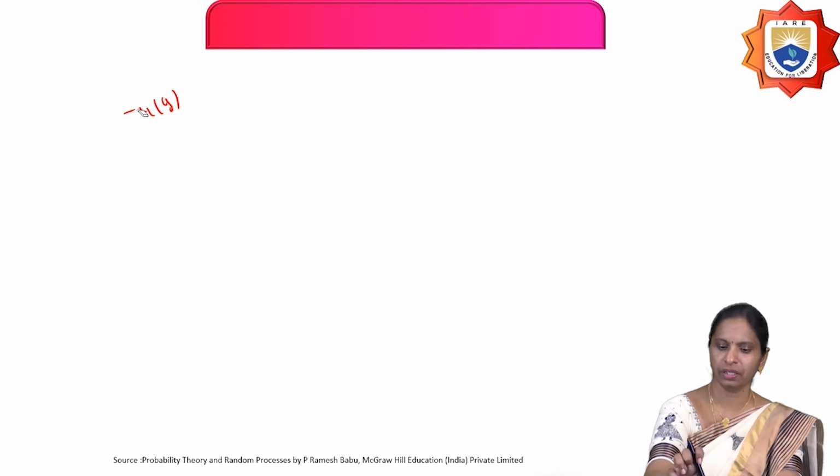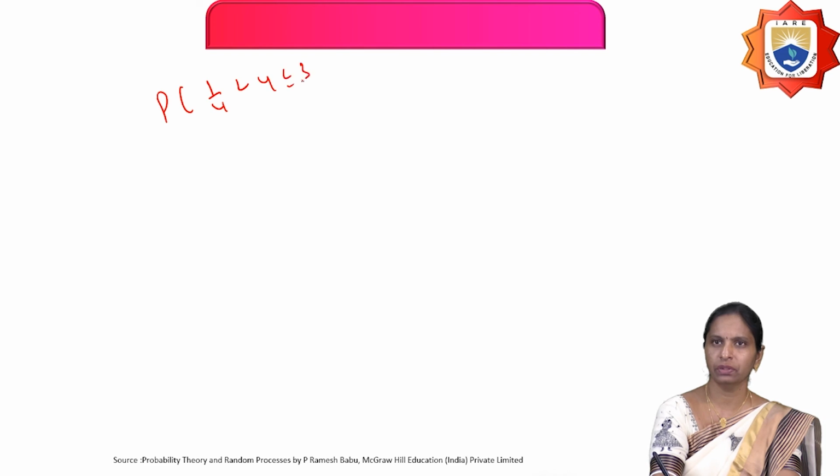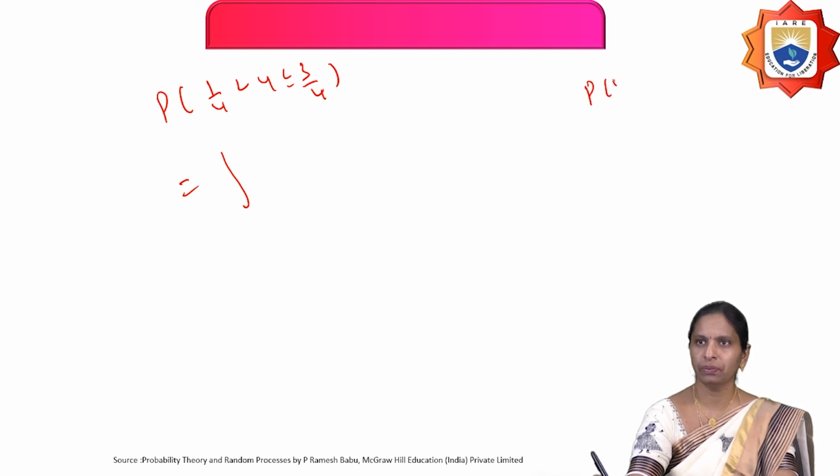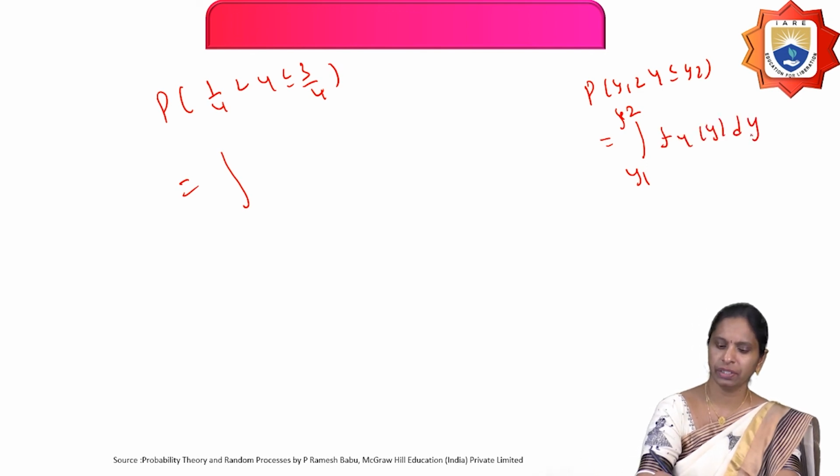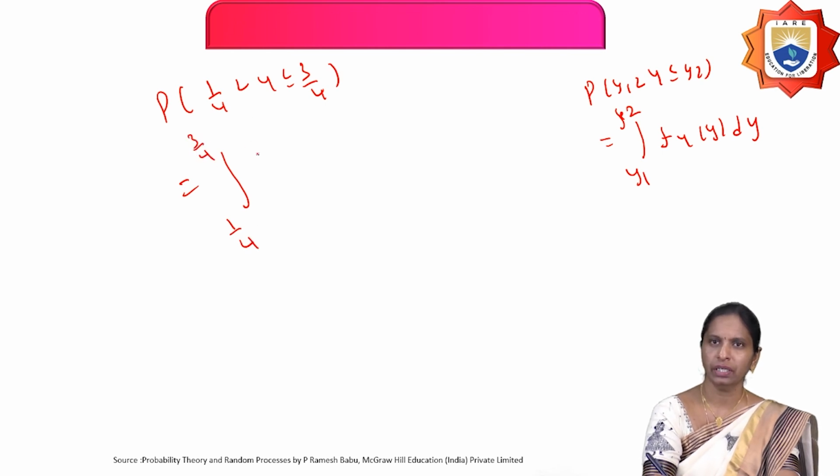And next, what you have to calculate? You have to calculate the probability of y taking values from 1 by 4 to 3 by 4. How can you obtain this one? From the properties of the density function. So what is the property here? P of y1 less than y less than or equal to y2 is equal to what? Integration from y1 to y2 of fy of y dy. Therefore here in place of y1, 1 by 4, in place of y2, 3 by 4, into fy of y.